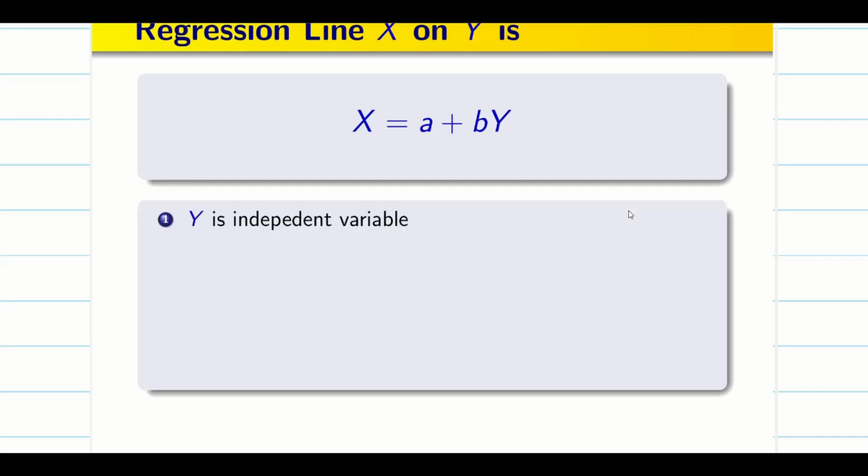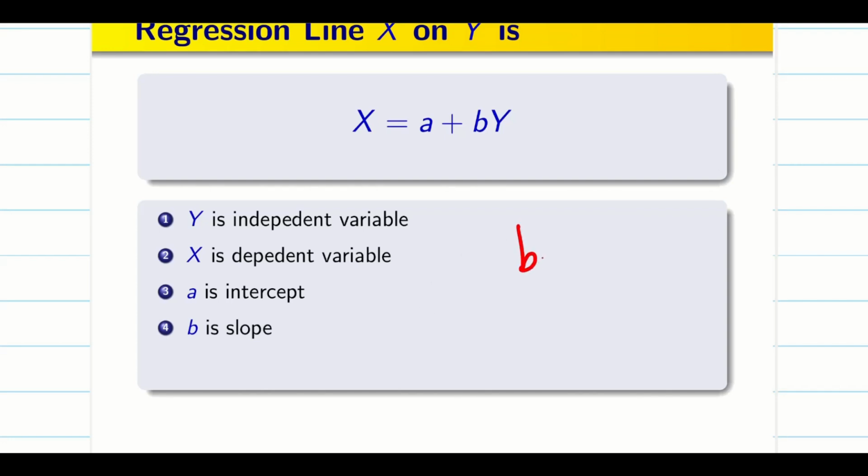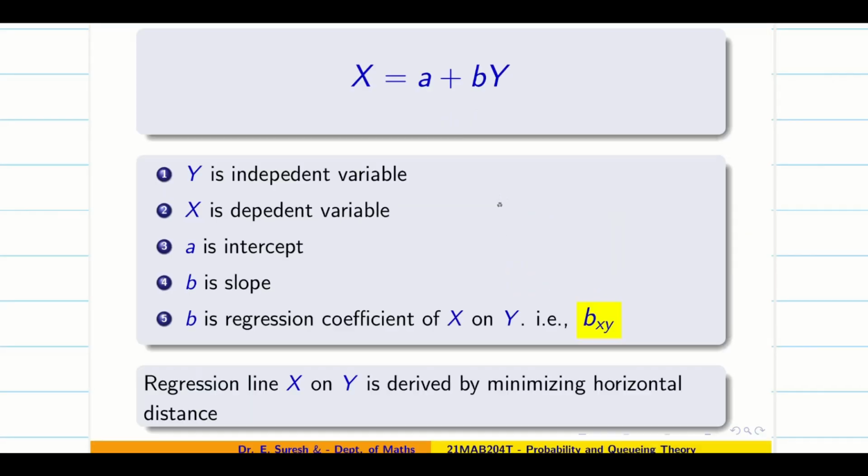Similarly, now the regression line x on y. Now y is the independent variable, x is the dependent variable, a is the intercept, and b is going to be the slope. Since we speak of x on y, the notation is going to be bxy, and the regression coefficient x on y is bxy. Whenever we speak about x on y, it is going to be the horizontal distance, and when we speak about y on x, it is going to be the vertical distance.